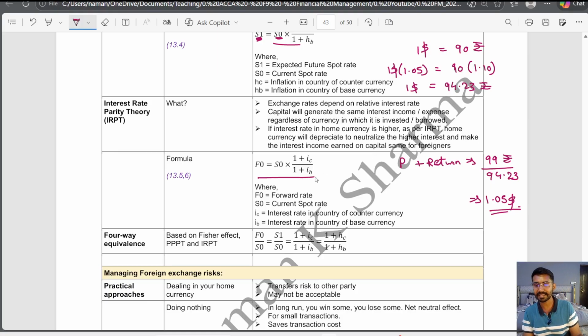The formula is exactly the same. Instead of inflation, you just have the interest rate of the respective countries, the interest rate of the counter currency and the interest rate of the base currency. Okay.